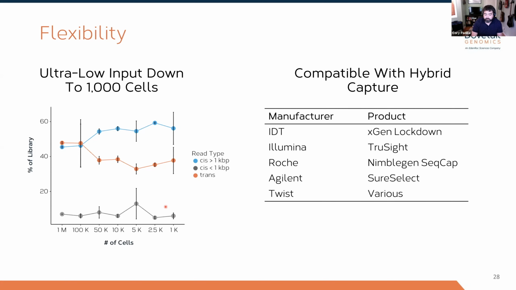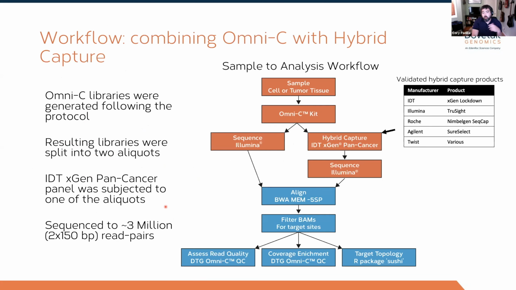We're compatible. And so just to demonstrate this, we did this with our Omni-C data type, where we just took a sample, generated the Omni-C library. We split that, and half of it went to normal sequencing to generate the full contact matrix. And then we took a subset of that and did the IDT xGen pan-cancer panel, and then sequenced, aligned both data, filtered bands over those target sites. And then really what I'll show you here is we're asking, are we capturing topology and are we actually enriching over those target sites?